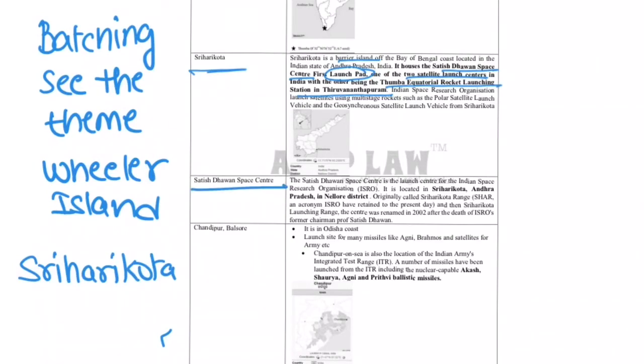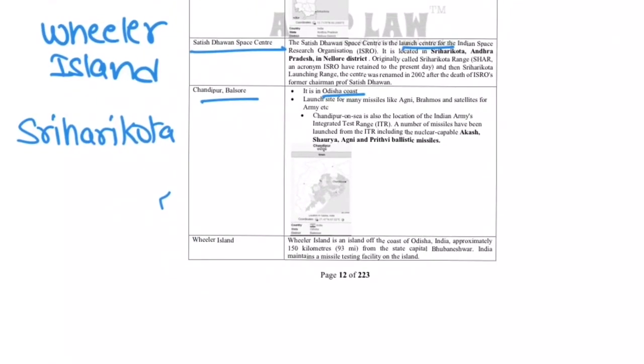Now you don't have to do anything. If you have our ASAP Law book, we've already done it for you. Over here we've given you Thumba, Sriharikota, Satish Dhawan Space Center, Chandipur, Balasore. You can see that we have themed all the places which are related to this topic of missiles and launch centers and launch pads, and we have batched them up. So all of these places on page 12 have already been batched up.